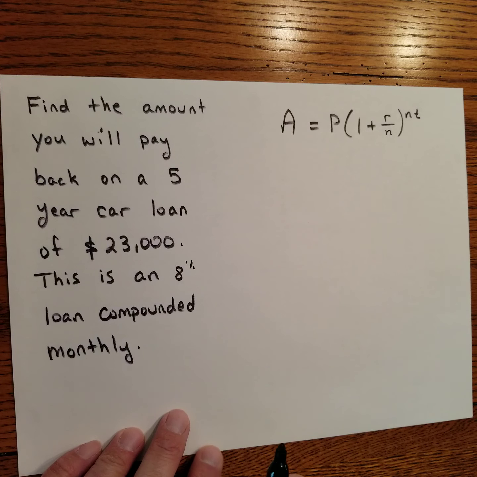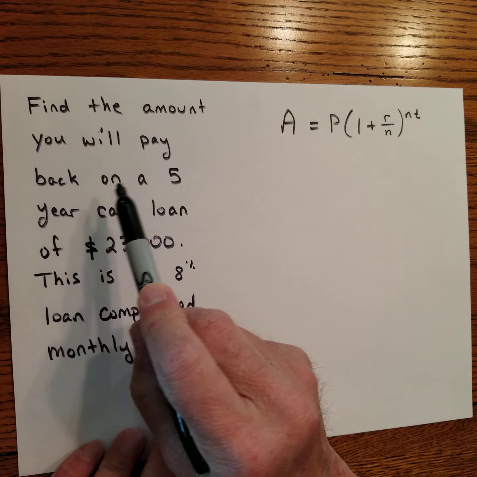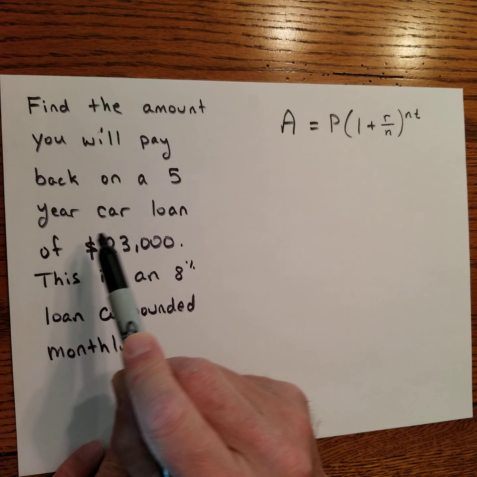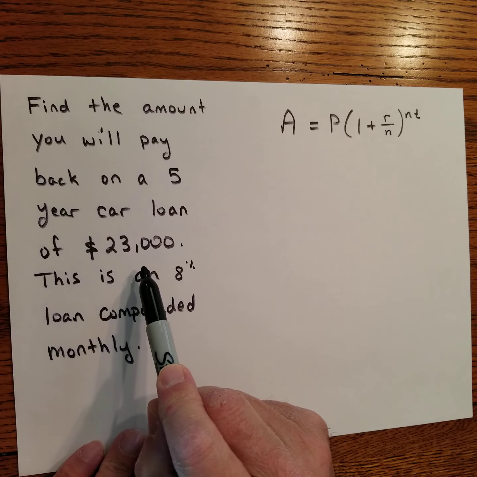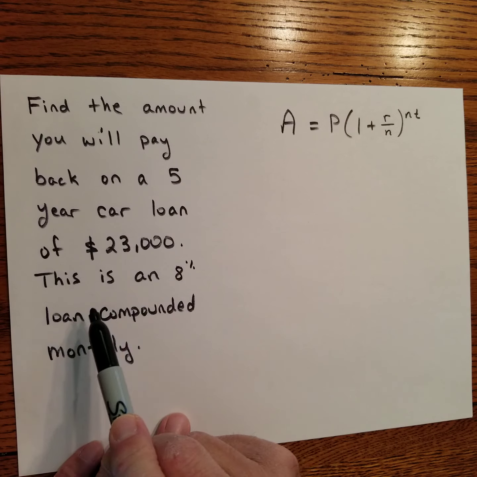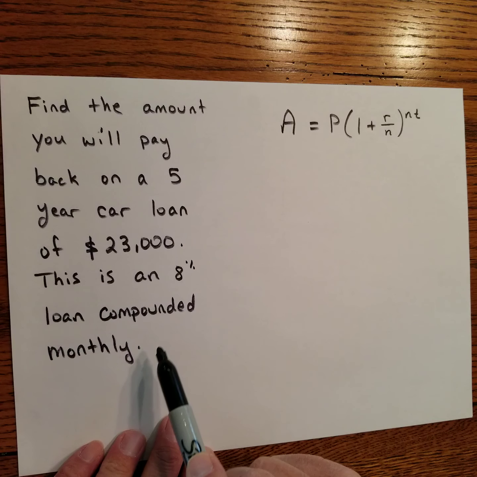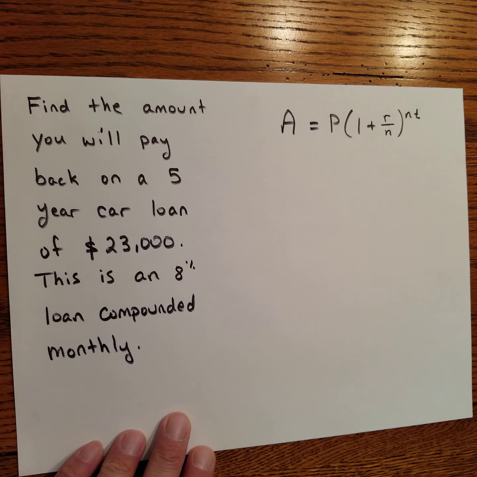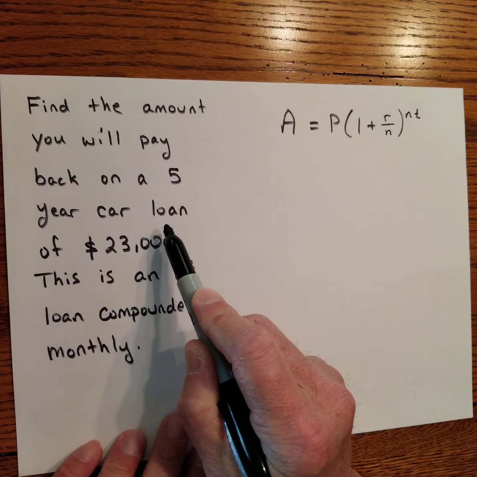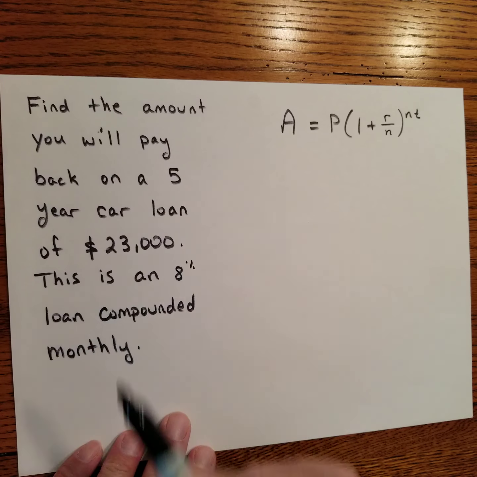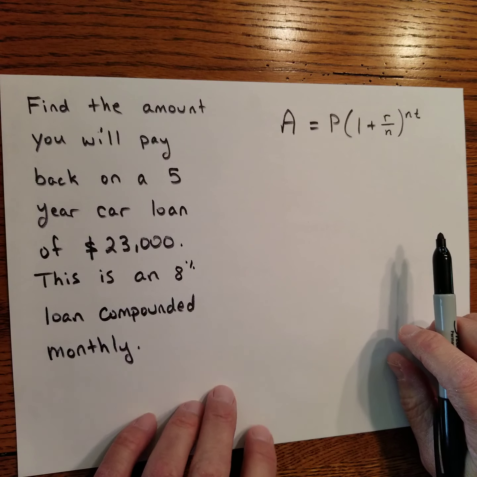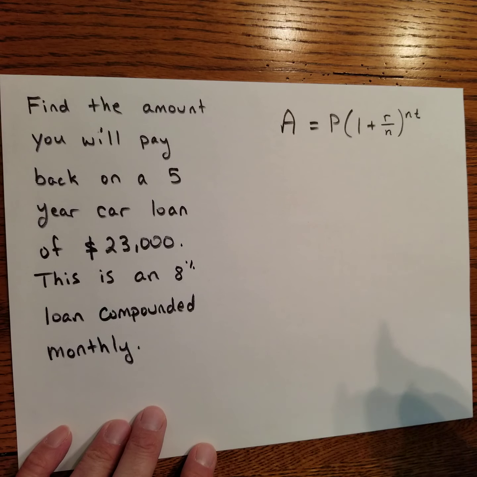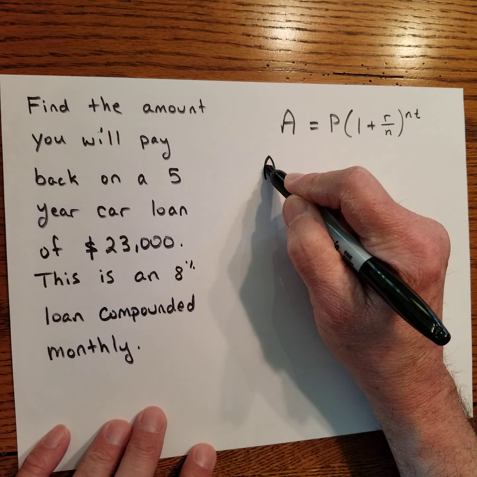Let's try one last problem to kind of pull everything together. Find the amount you will pay back on a 5-year car loan of $23,000. This is an 8% loan compounded monthly. You might be surprised just how much interest you have to pay back on a 5-year car loan. Have a bank give you money for 5 years, they want a lot of money in return. How much money will you pay back?